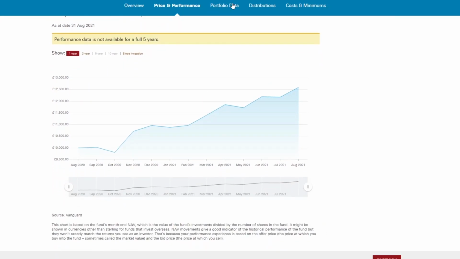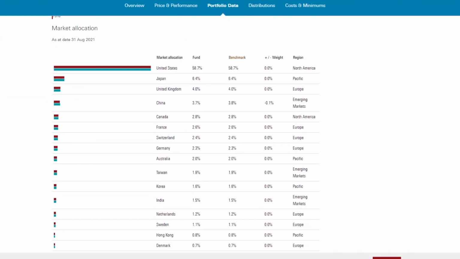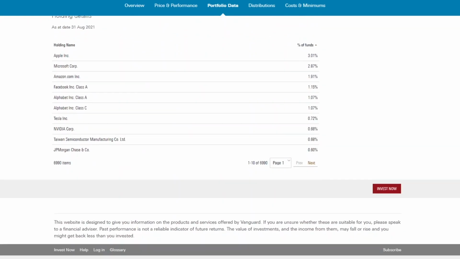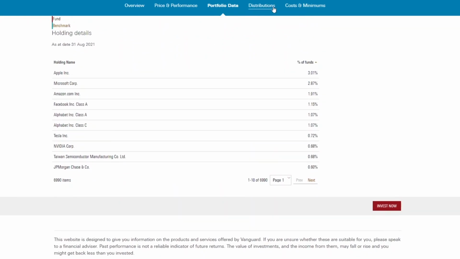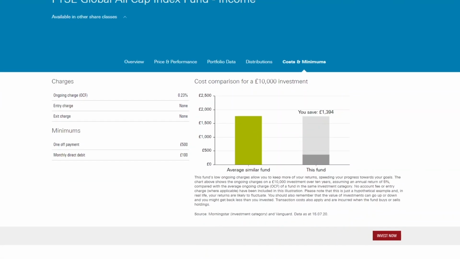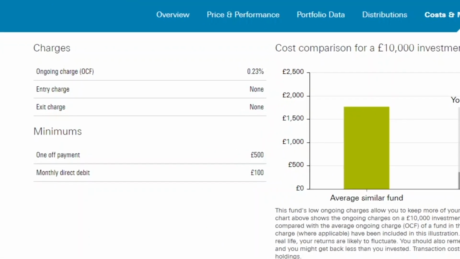The Portfolio Data tab is probably the most useful, as it shows you the characteristics of a fund, the geographical breakdown, the market sector allocation, and the stocks that make up the fund. The Distributions tab shows information on the dividends that are paid out, such as the dividend yield and the dividend dates. The Costs and Minimums tab gives some info on the minimum amount needed to invest in the funds, but bear in mind that these minimums don't need to be met if you already have an account open.